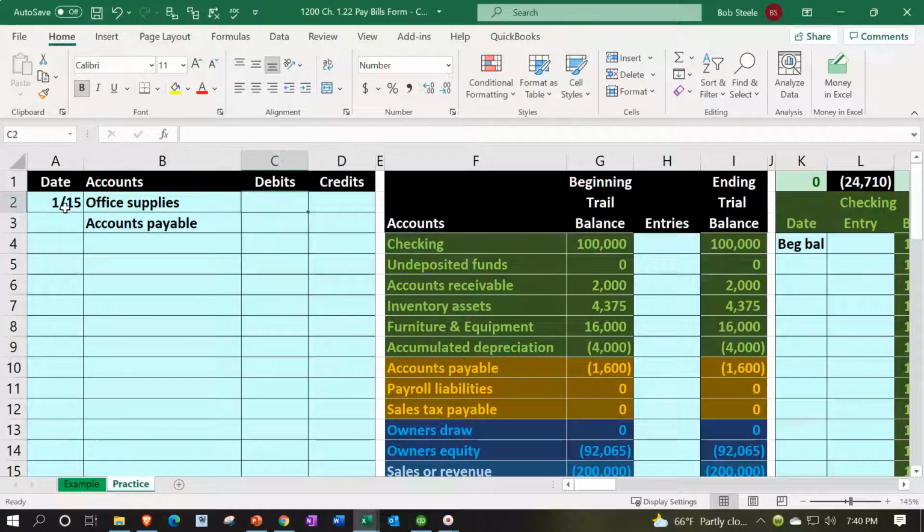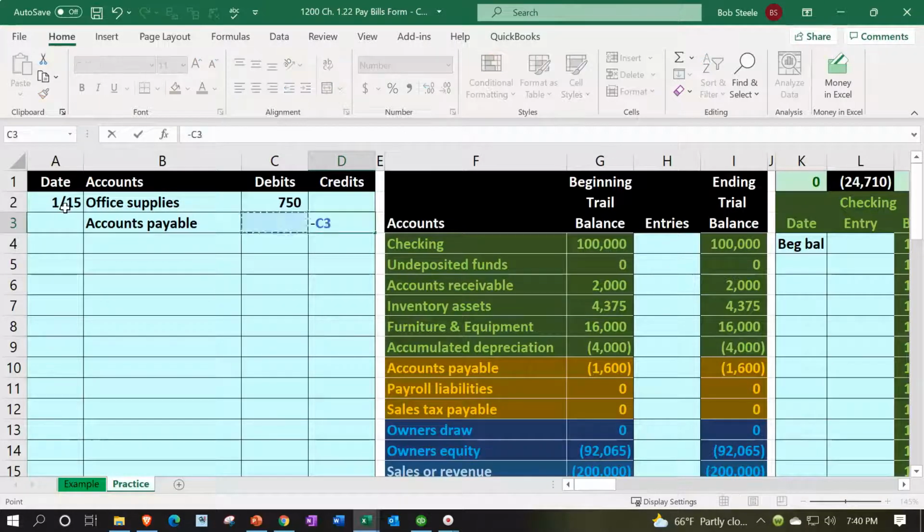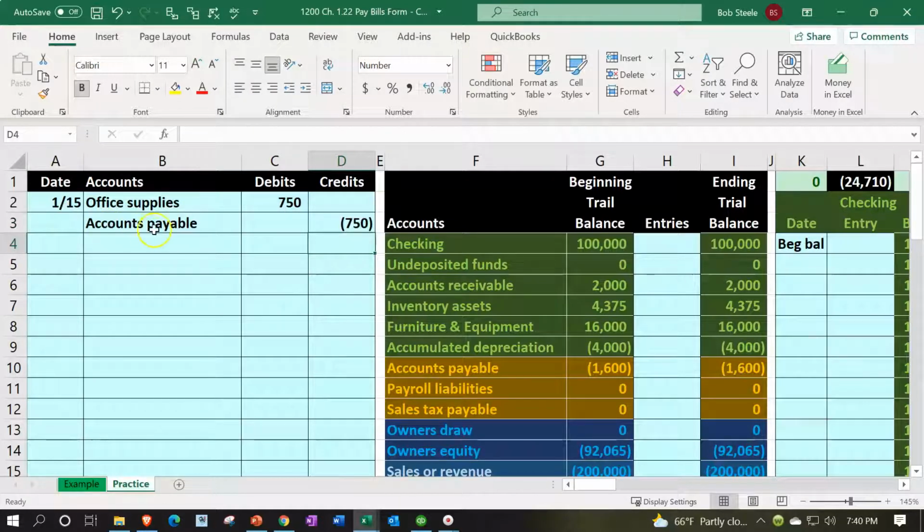We're going to say that we paid, let's just say $750 this time, debiting the expense account, because expense accounts are always going up in the debit direction. The accounts payable is going to go up with a credit, so I'm going to say negative of that $750. We might also indicate that this is a credit by indenting, Home tab, alignment, indent.